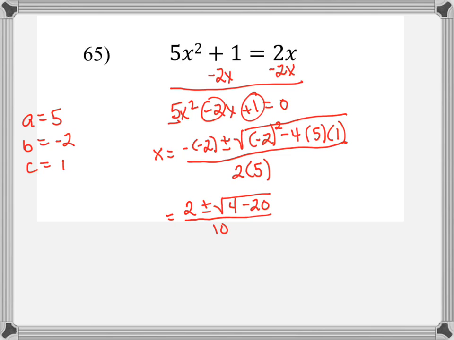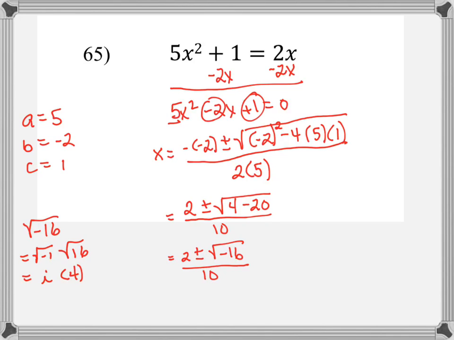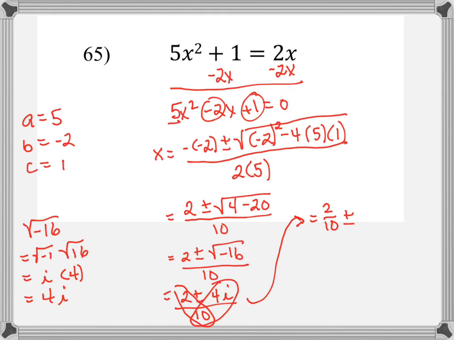Combining the terms underneath the radical, I have 2 plus or minus the square root of negative 16 all over 10. Remember, the square root of negative 16 simplified to 4i by taking out our square root of negative 1. So we can write this as 2 plus or minus 4i over 10. Let's simplify that. 2 over 10 plus or minus 4i over 10. And if I simplify my fractions, we have 1/5 plus or minus 2/5 i. And those are my two solutions for x.